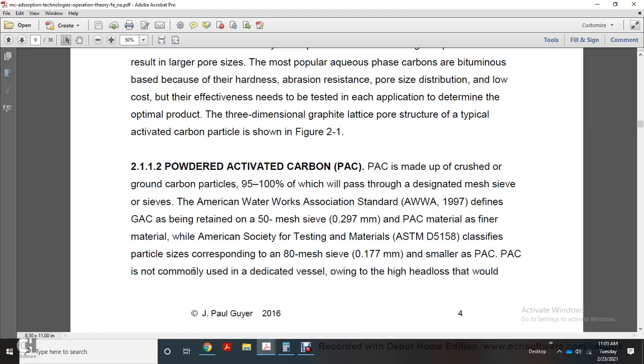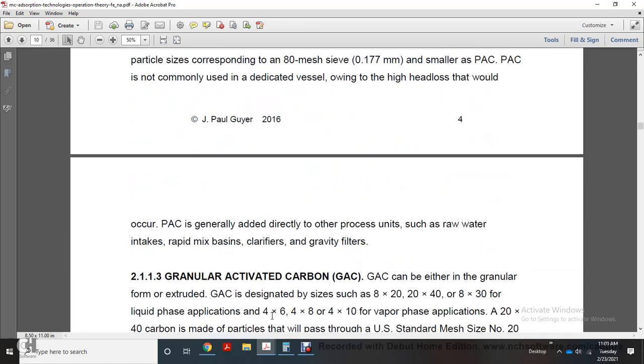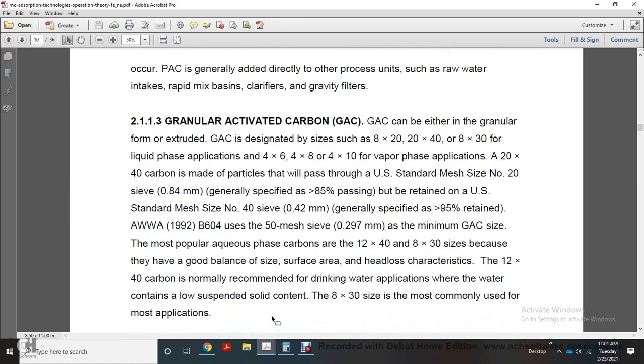Powdered activated carbon is not commonly used in a dedicated vessel, owing to the high head loss that would occur. Powdered activated carbon is generally added directly to other process units such as the raw water intake, rapid mixing basin, clarifiers, and gravity filters.